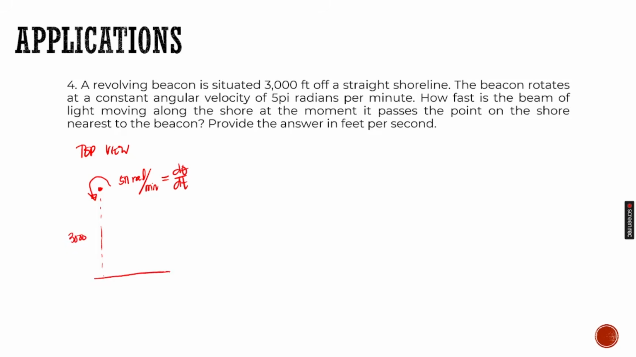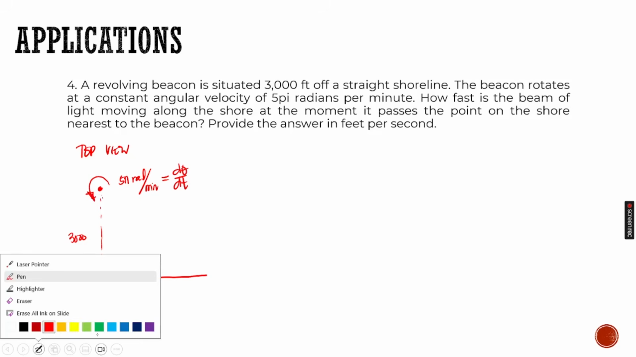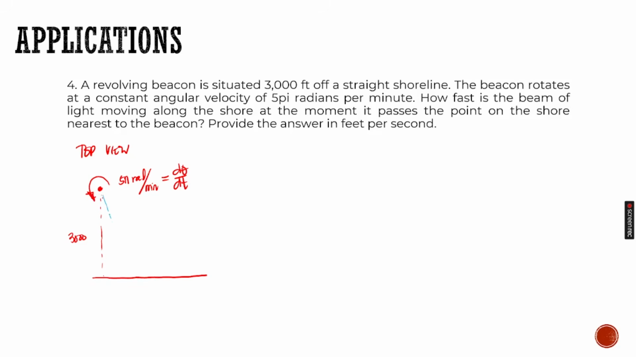So this is the shoreline, and it is straight. The shoreline is 3,000 feet from the beacon, or the beacon is 3,000 feet from the straight shoreline. While the beacon rotates, this is the beam of light. Let me use a different color. This is the beam of light. When it moves, it goes here, and so on and so forth.